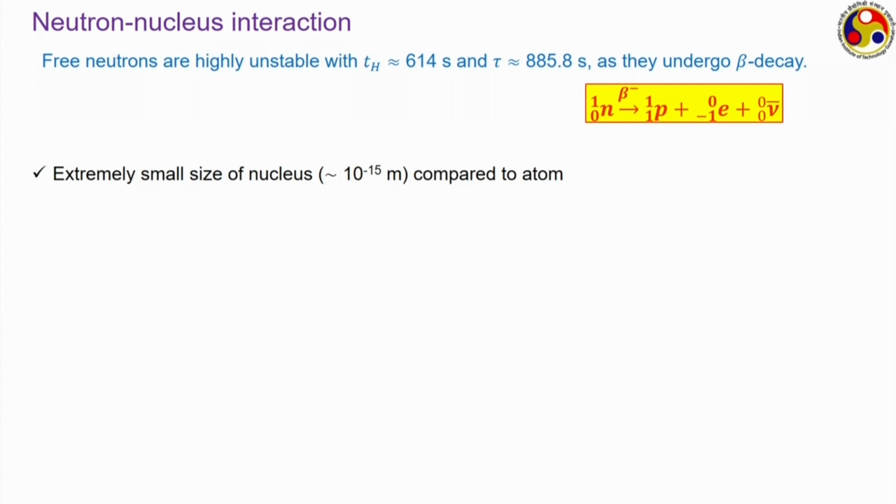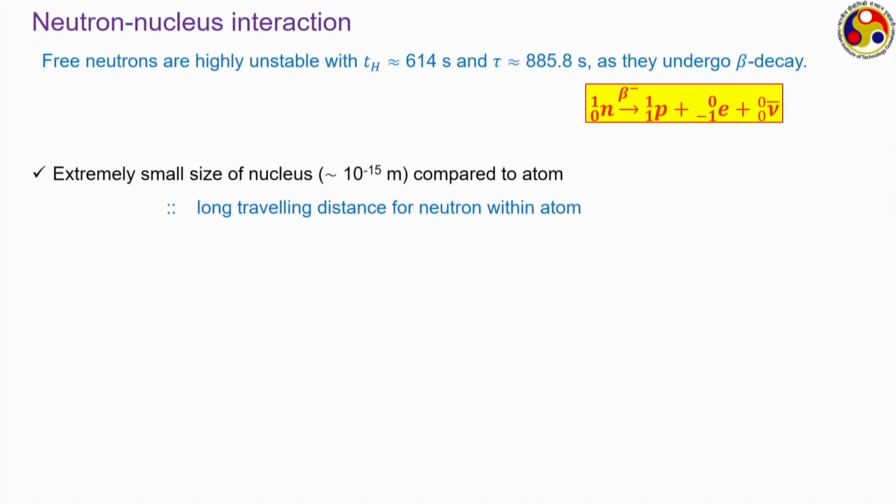Firstly, the size of the nucleus is extremely small compared to the atom, of the order of 10 to the minus 15 or minus 14 meter only. That means the neutron needs to travel a very long distance within the atom before it can collide with the nucleus. And as most of the part inside an atom is void, there is every possibility that the neutron may not collide with the nucleus at all and just pass through. In fact, if we send a group of neutrons towards a particular nucleus, very few of them will be able to interact with the nucleus, with the others just passing through unhindered.